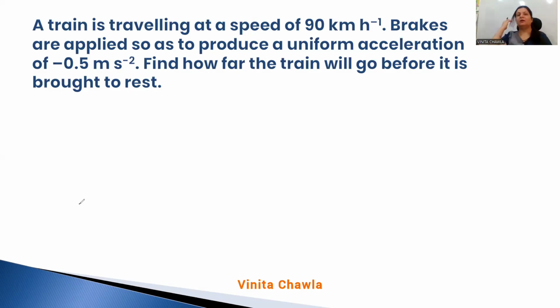Okay. A train is traveling at a speed of 90 km per hour. So we'll write given. This is the initial velocity of the train which is given. Yes. Initial velocity.